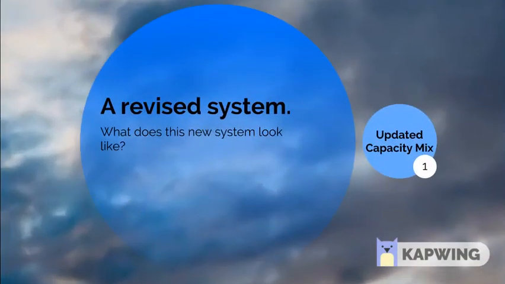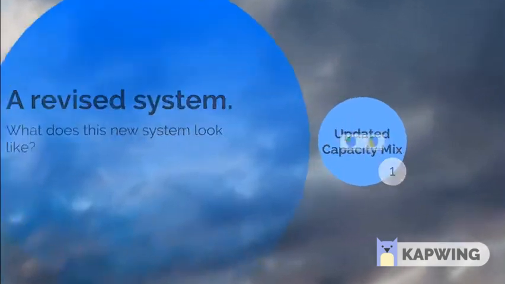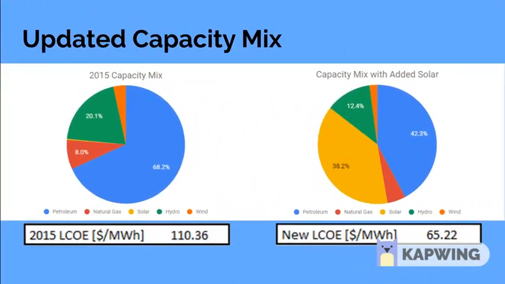So what does this new system look like with increased solar capacity? The figure on the left is the old generation mixture shown previously, and the figure on the right is a new generation mixture with the increased solar capacity. We see that the solar capacity is increased to almost 40%, while the diesel capacity was reduced to about 40% from the original 60%. We see that this has a large effect on the levelized cost for the system. The new levelized cost is almost $65 per megawatt hour, as compared to the previous $110 per megawatt hour.